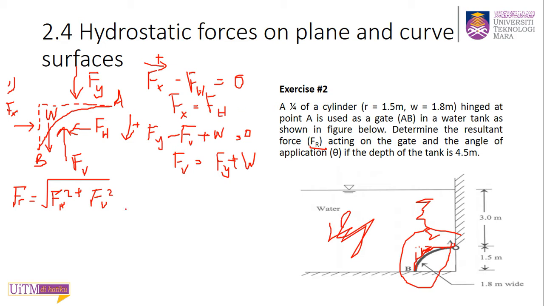So how to find Fh? What's the formula for Fh? Someone want to help me? What's the term? Rho g hc A, sir. Rho g hc A. Remember hc, not h, hc, A. Okay, well done. What is your hc? Rho g is a constant. What's your hc in this problem?